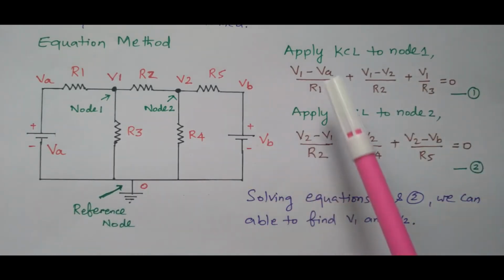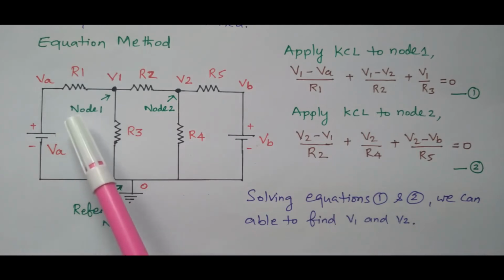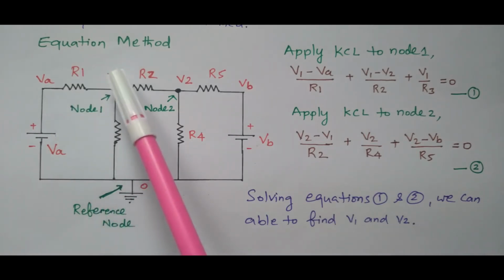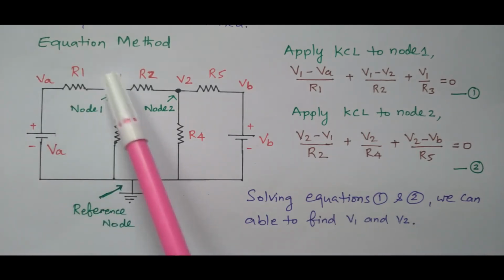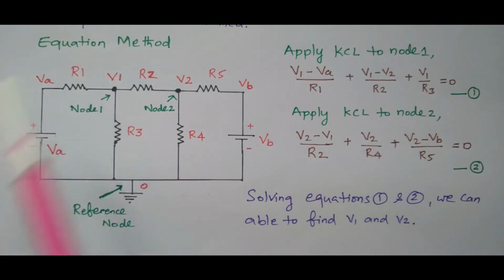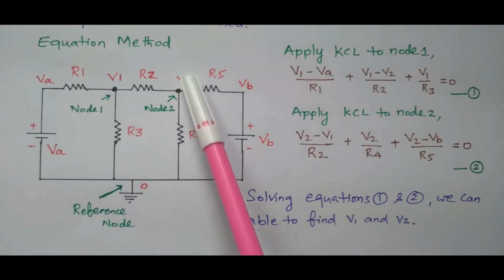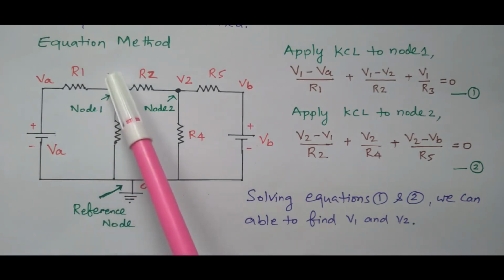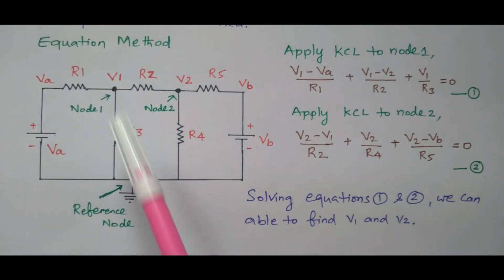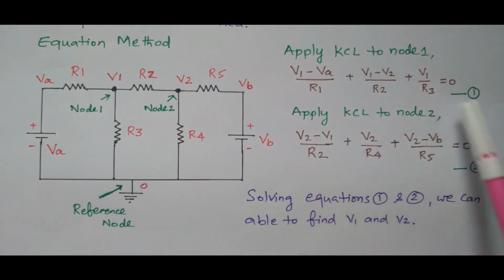Right? Current is nothing but voltage by resistance. The resistance values are available, and the voltages we calculated from this: V1 minus VA in case of R1, V1 minus V2 in case of R2, and V1 minus 0, that is V1, in case of R3. So that is very simple. By using that we framed one equation, termed equation number 1.